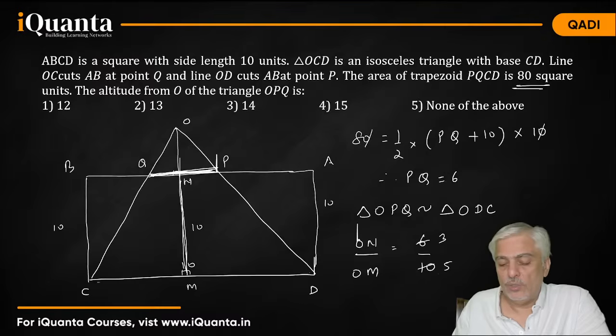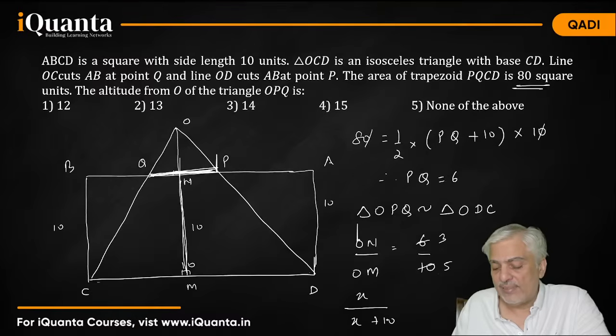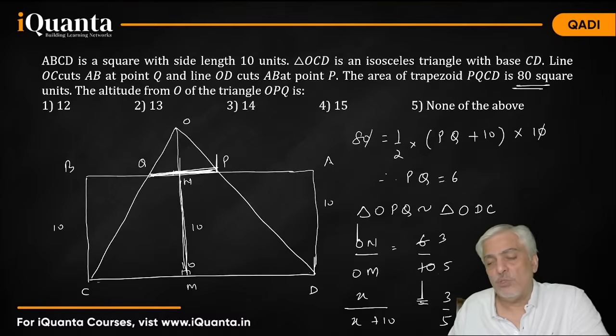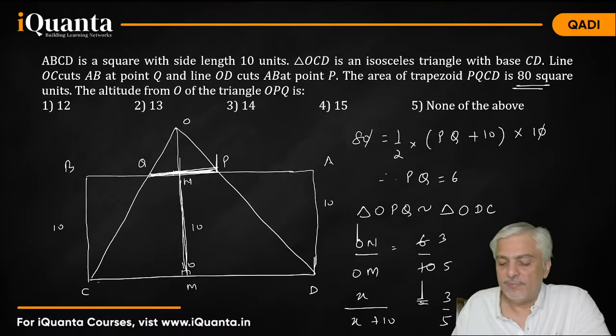Right? Now, if I take ON as x, I'll get x upon x plus 10 is 3 upon 5. 5x is equal to 3x plus 30. So 2x is 30, x is 15. Solve this out to give you x as 15.